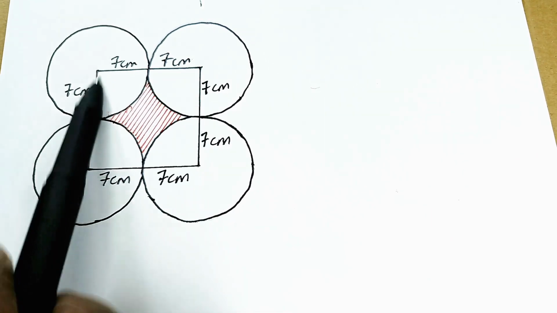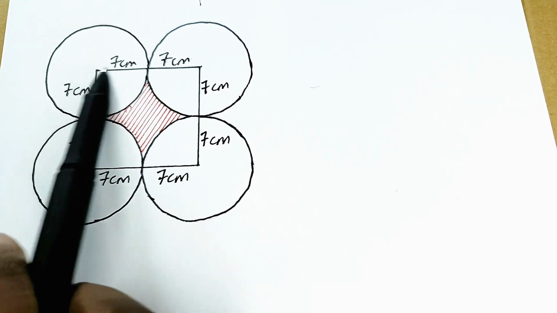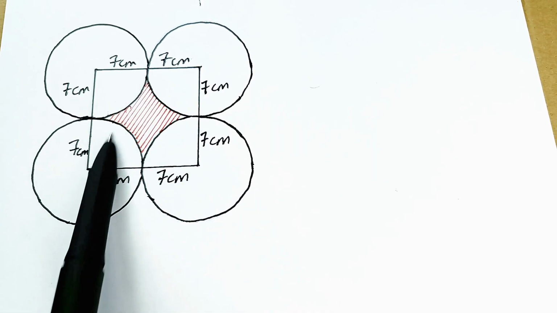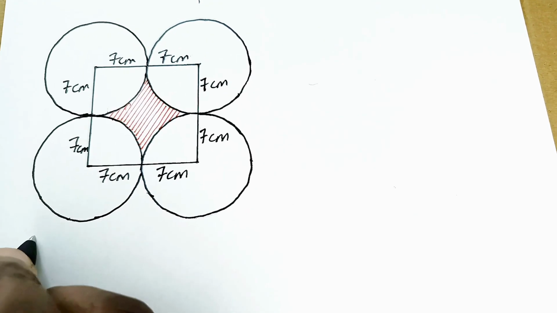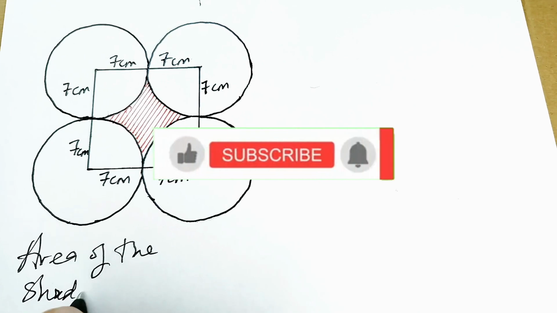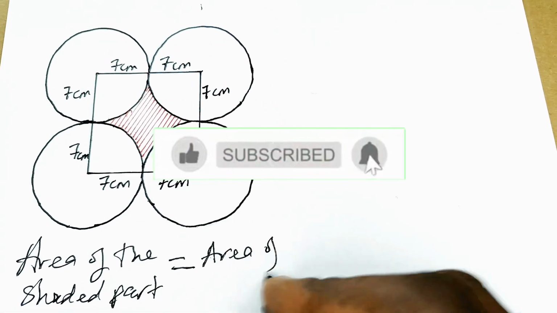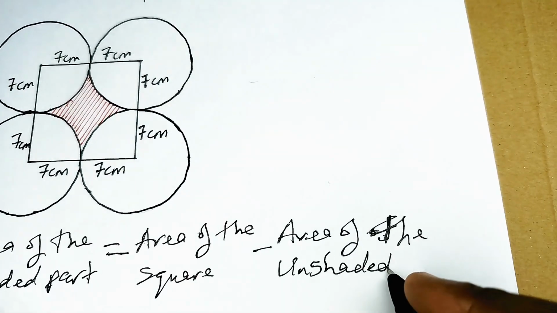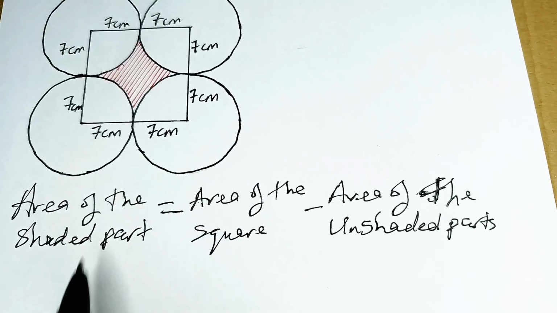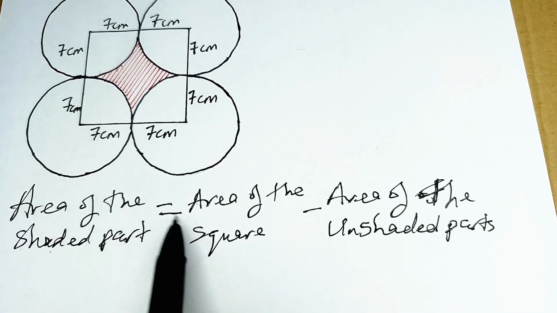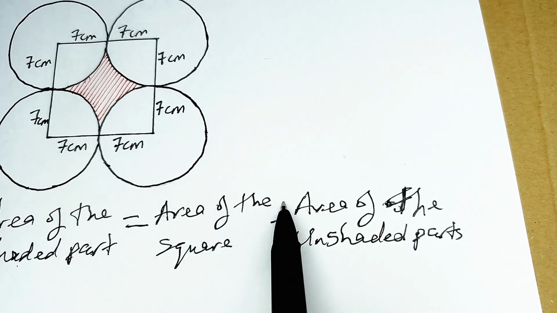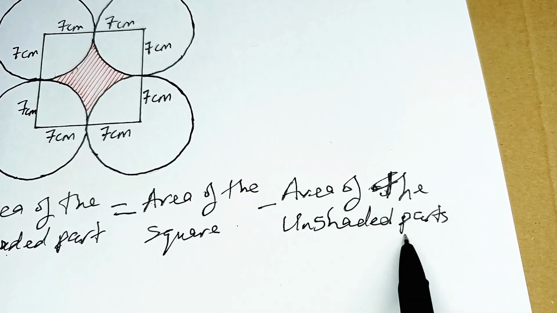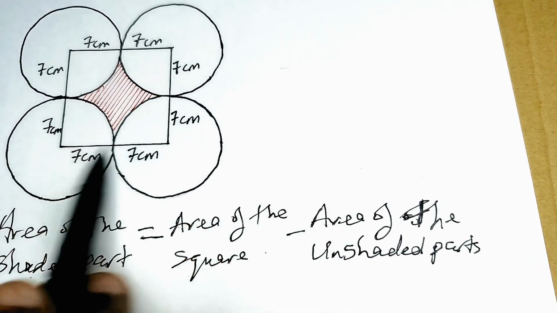Looking at this square, to calculate the area of the shaded portion, we have to calculate the area of the square, now take away this unshaded part, which means area of the shaded part will be equal to area of the square, that is this square, minus area of the unshaded part.